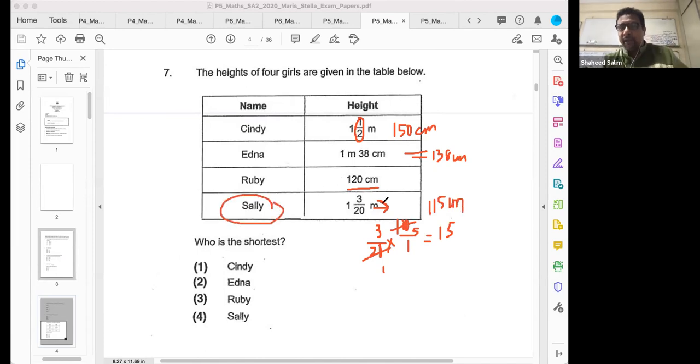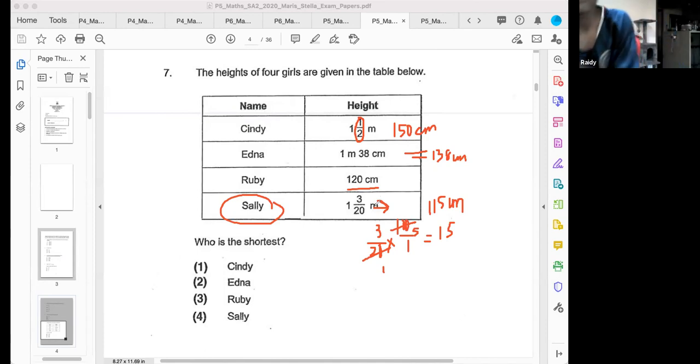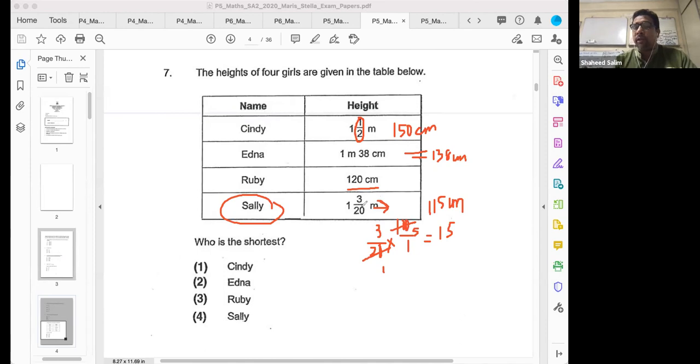Now, again, I'll be very clear. 3 over 20, how to change any fraction to meter? You just times by 100. Okay, I repeat. You want to change from meters to cm, you got to times 100. So you see 3 over 20 times 100, you get 15. Okay, you're sure you're all okay? Here we go. We move on to the next one.